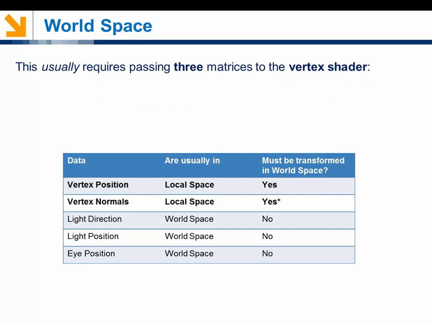This is done usually. Here you have, let's call it, a summary. So we usually have those values: vertex position, vertex normals, light direction, position, and eye position. Vertex position and normals are usually in local space, so they must be transformed into world space because they are not in that same space. Light direction, position, and eye position instead are usually expressed in world space, so we don't have to transform them, which is a sort of advantage.